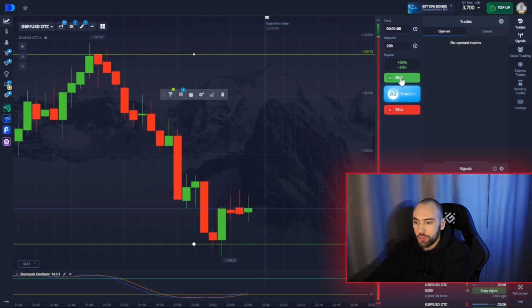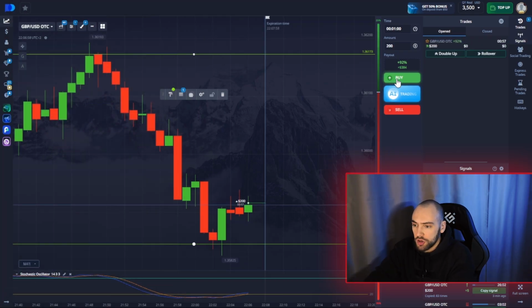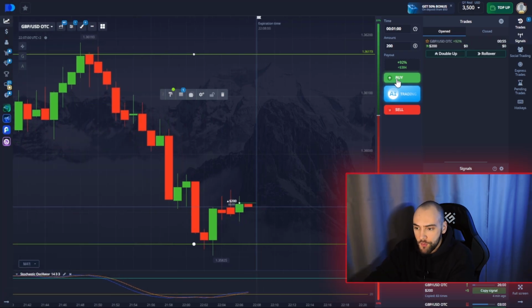So let's open a buy here. Let's just wait and watch what is going to happen on the chart.